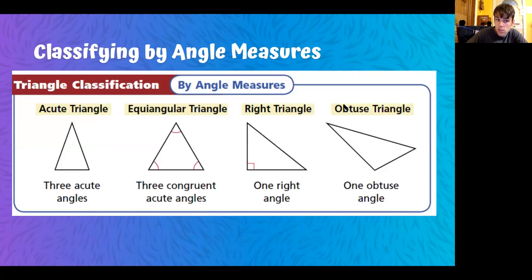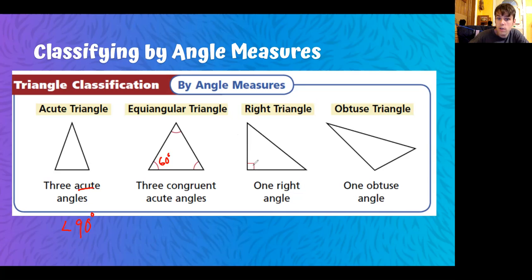So classifying triangles, one way we can classify a triangle is by its angle measurements. So an acute triangle has 3 acute angles, meaning all of the angles are less than 90 degrees. So less than 90 degrees. That's what we mean by acute. An equiangular triangle means all 3 angles are congruent. In that case, they're actually 60-degree angles. We'll talk about that later.